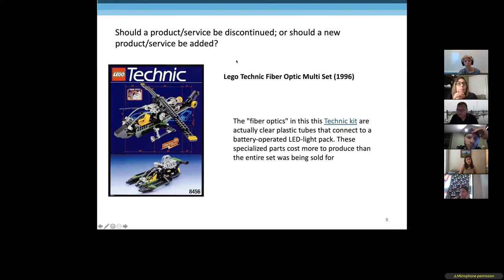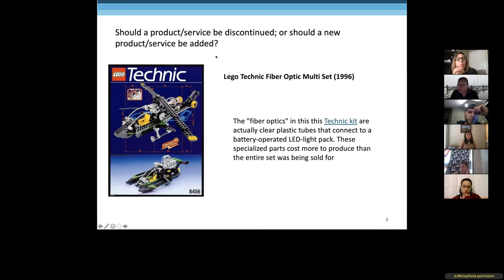And sometimes if you have a product or service that is not successful, you want to discontinue it, right? Other times you are thinking, should I have a new product or new service, right? If you are a restaurant, one of the decisions a manager will make is, should I come up with a new dish? Or maybe an existing dish is not very popular, should I discontinue serving that dish, right? So this is an interesting example. Lego is not always very successful.